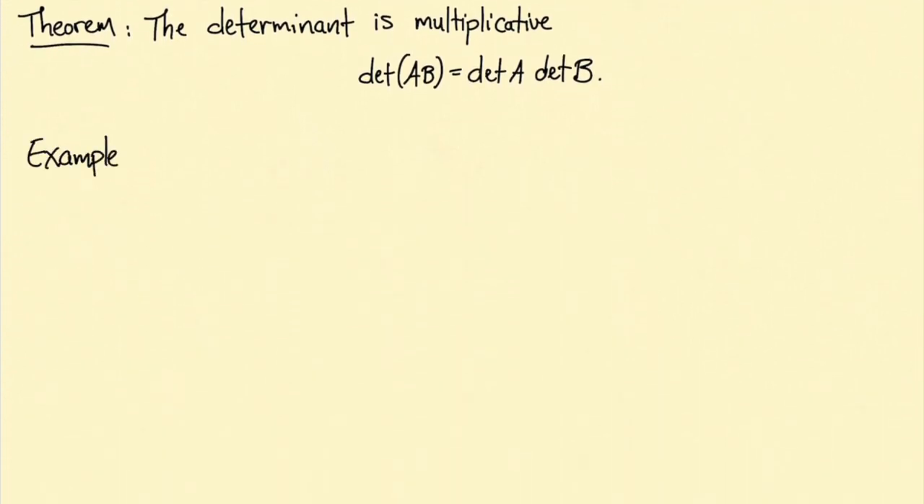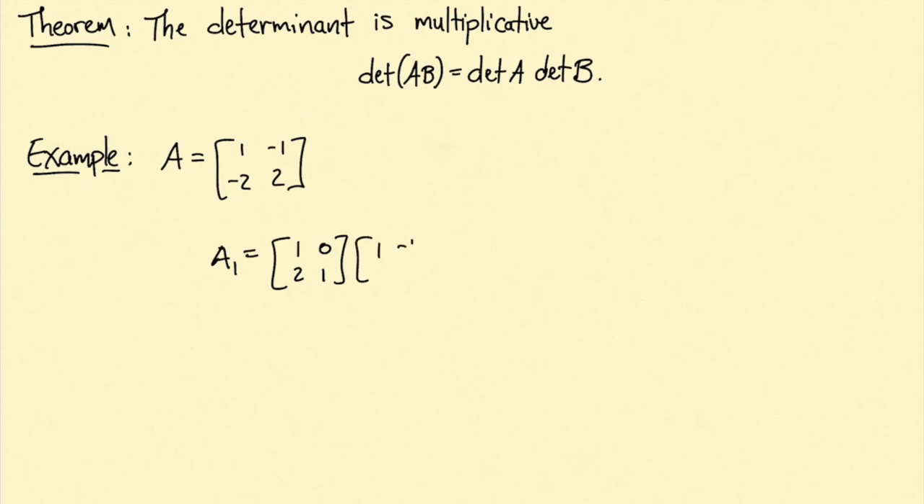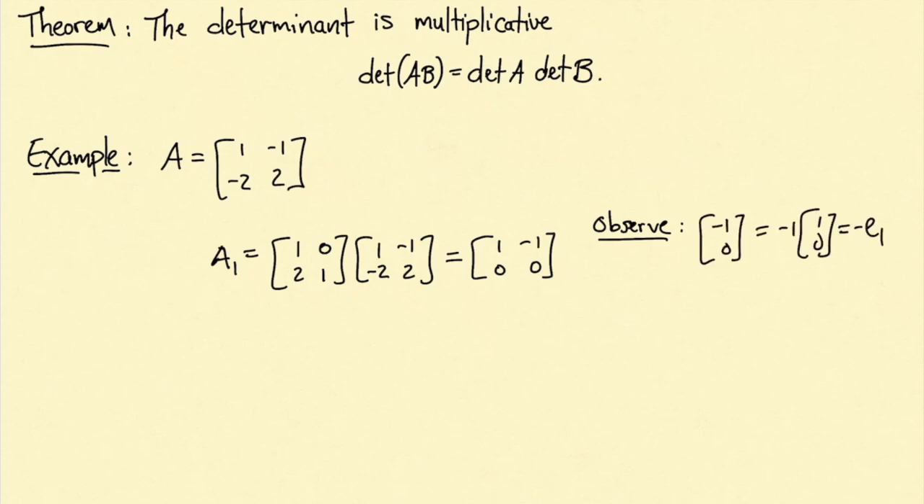So let's start out with the matrix A with columns 1, -1 and -2, 2. We can start out first by performing the replacement operation, add twice row 1 to row 2, which we encode as multiplication on the left by the lower triangular matrix with columns 1, 2, and 0, 1. Now, we have a matrix whose columns are 1, 0, and -1, 0. So we make an observation, namely, the second column is -1 times the first column.